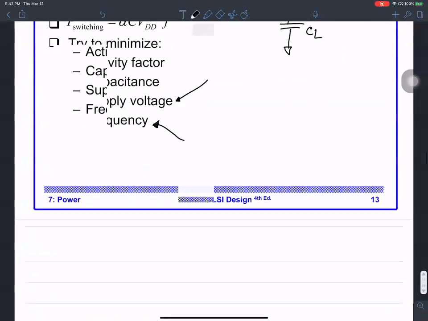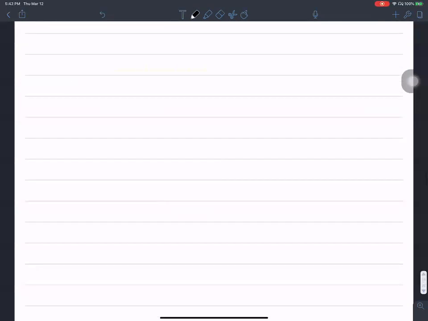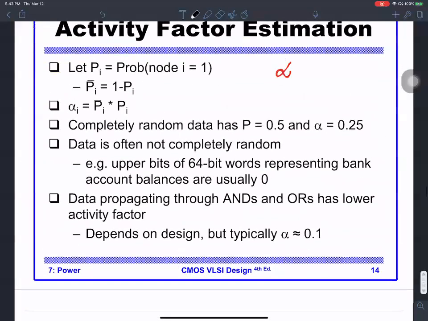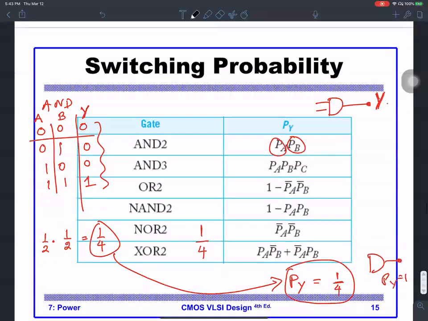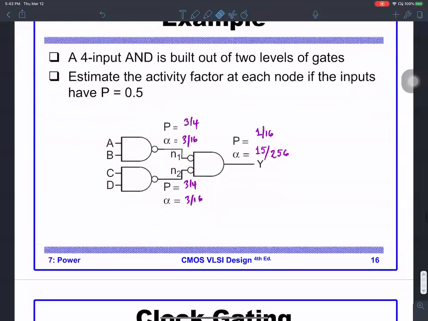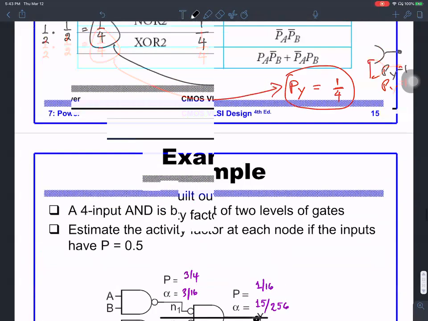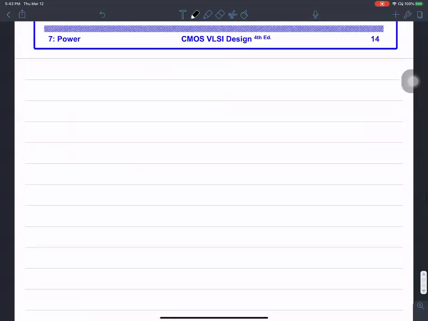We will come back and talk about some of the problems that we did not discuss yet in terms of how to estimate the activity factor for different gates. If there is an AND gate, if there is a circuit that looks like so, a bunch of 4-input NAND gates, what is the effective activity factor? What is the probability of switching? All of that good stuff we will come back and discuss.